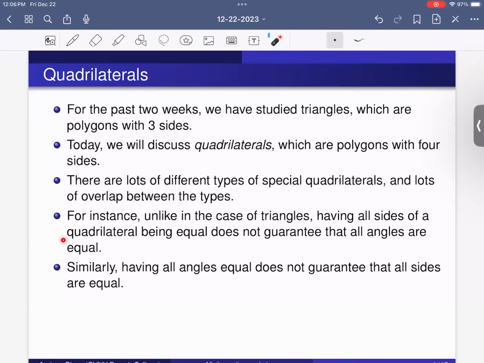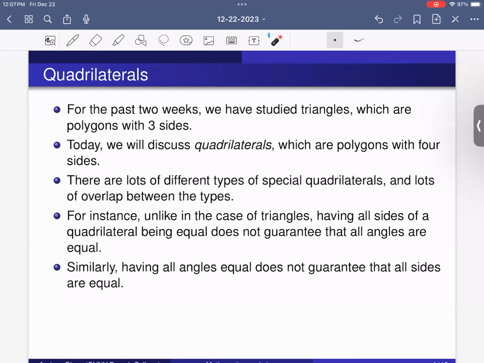And similarly, you can have all the angles equal, but that doesn't mean that all the sides are going to be equal, right? So with a triangle, if you have that all 3 sides are equal, you know that all 3 angles will be equal. It's an equilateral triangle. And you also know that if all 3 angles are equal, then all 3 sides are equal too. But for a quadrilateral, this is not the case. And what this means is we end up getting lots of different types of quadrilaterals.